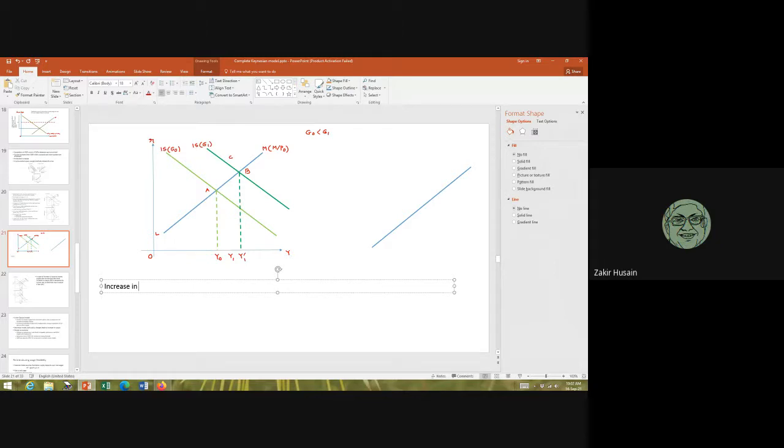So there's an increase in G, and this leads to a rightwards shift, equilibrium shifts to B. So output increases from Y0 to Y prime 1. Okay, is it clear so far?